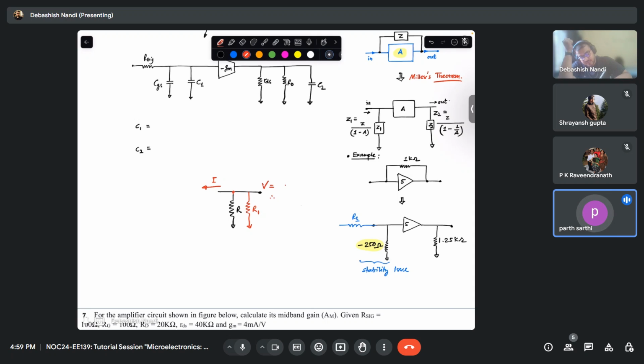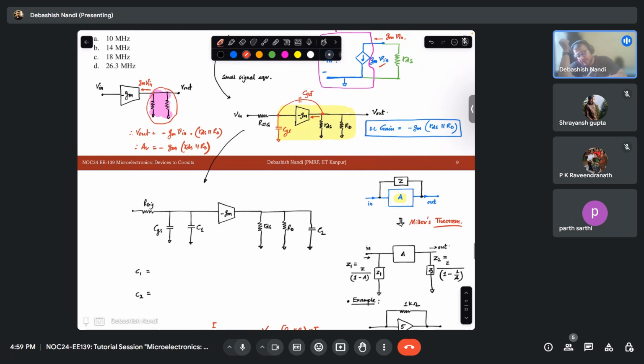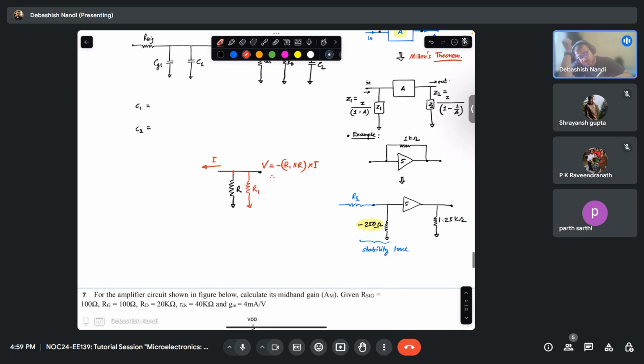R1 parallel to R2 times minus I. Yes, sir. So you see how I am easily writing the gain. Okay, I wanted just to make sure that you visualize this correctly.